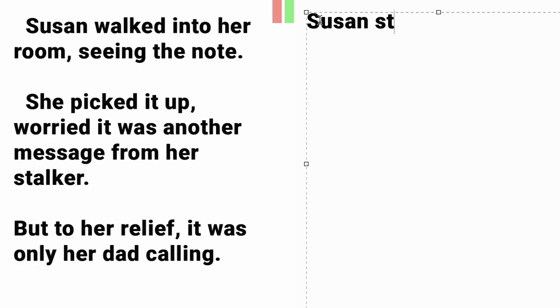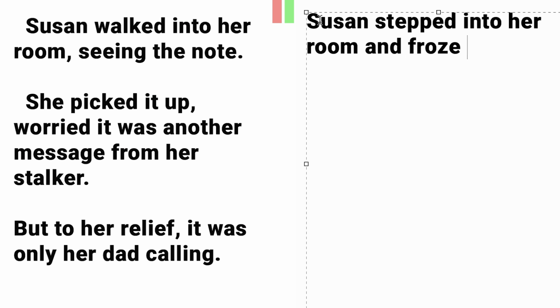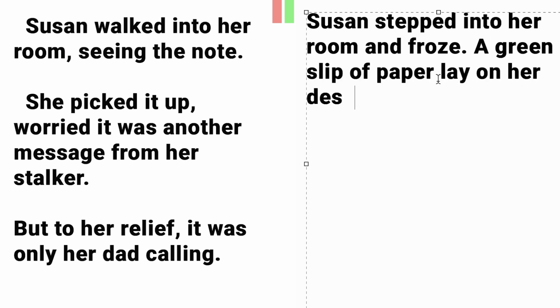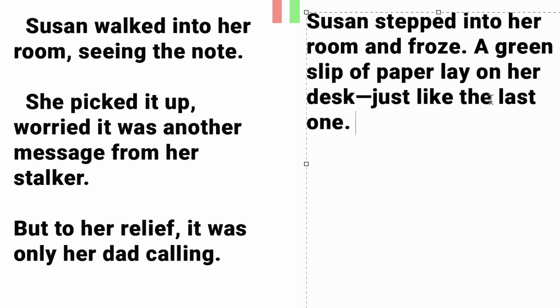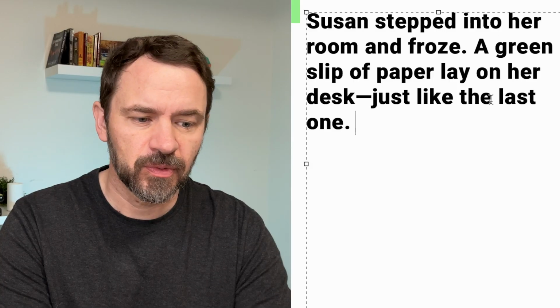How about: Susan stepped into her room and froze? And let's add a little color to this. A green slip of paper lay on her desk, just like the last one. Now, I'm putting a little bit more detail in the note. So imagine someone zeroing in on that, and they're going to see detail that maybe someone else wouldn't see.